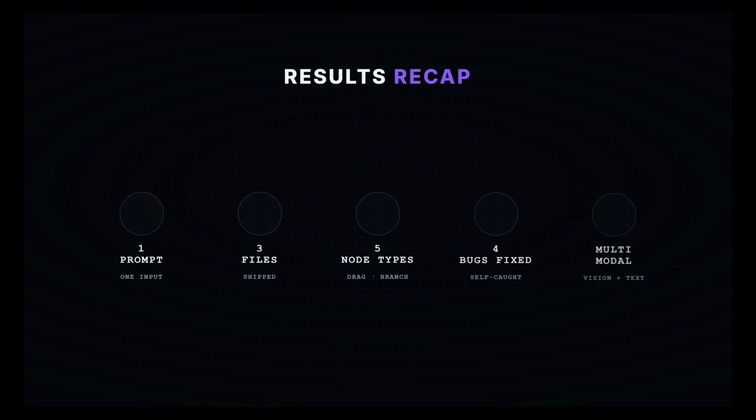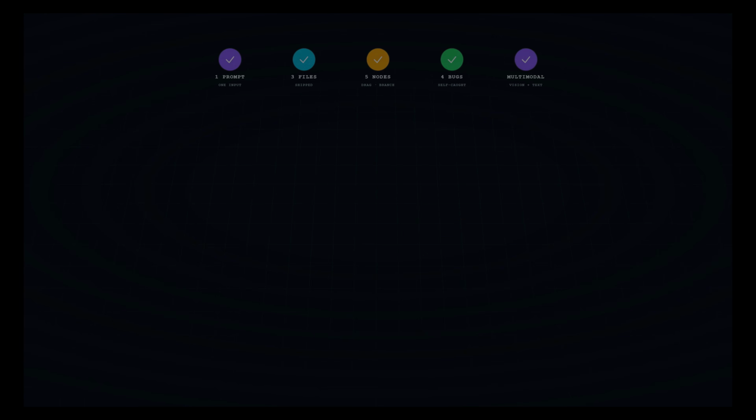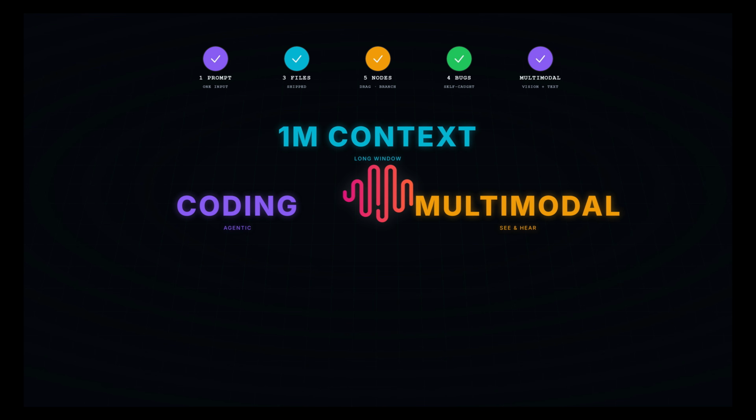So here's where I landed. One prompt, 3 files. A working application with drag and drop, branching logic, validation and persistence. 4 self-caught bugs and a multimodal test where it analyzed its own UI and gave real feedback. All from an open weights model starting at $20 a month. There are a couple of minor UI quirks, but for the price and the capability, especially with that million token context window, M3 is punching well above its weight. If you're a developer looking for strong coding, long context, and native multimodal in one model, M3 is worth trying.